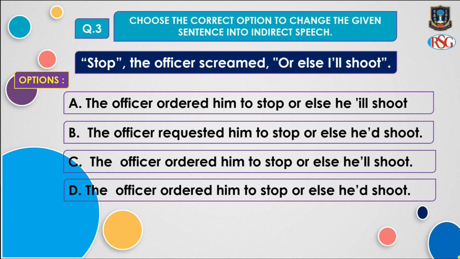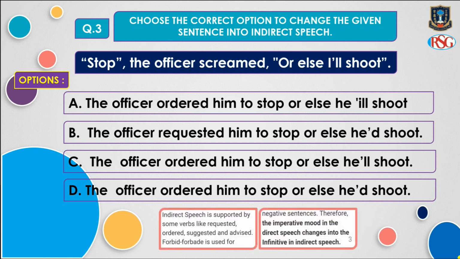See, when indirect speech is supported by some of the verbs like requested, ordered, as we saw just now in the options. Here we are using the word ordered. And verbs like suggested and advised, and sometimes in negative sentences we also use forbade and all. Therefore, the imperative mood. Now, this sentence is an imperative sentence, no? What is an imperative sentence then? Imperative sentences are sentences which express an order or a request and all that, no?